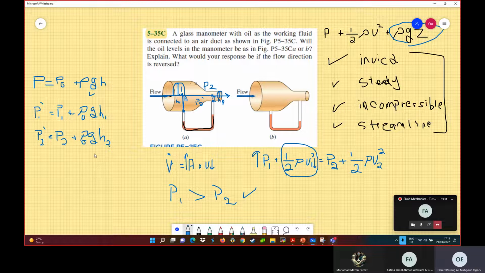Okay, so we said that the pressure P1 is higher, right? And also H1 is higher than H2. So in total, P1 prime will be larger than P2 prime. The pressure here is larger than the pressure here.